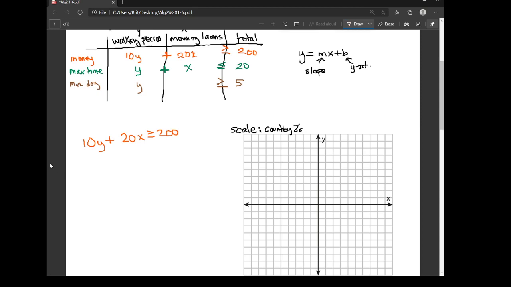Okay. So the first thing that I need to do is solve to get y alone. So I'm going to go ahead and subtract this 20x to the other side of the equal sign. So here my x's cancel, so I get 10y is greater than or equal to, okay, now 20x and 200, those aren't like terms, so I can't combine them. But to put it in slope-intercept form, I need to put the x term first. So I'm going to have a negative 20x first, and then put my plus 200 here at the end.